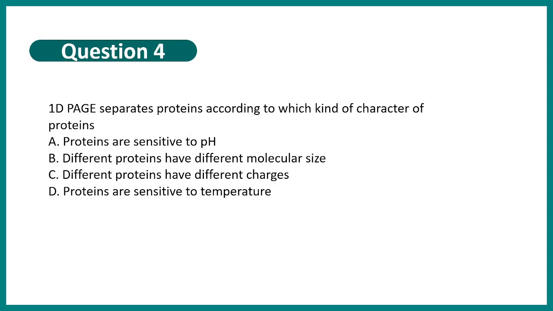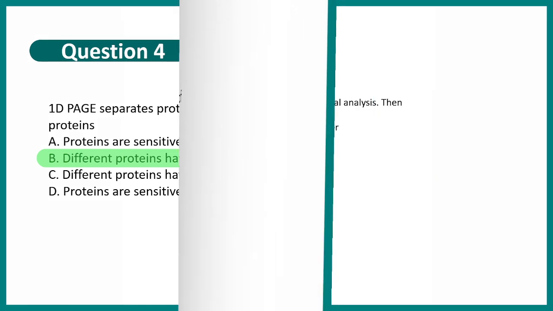Question 4 says 1D PAGE separates proteins according to which kind of character of the protein? Proteins are sensitive to pH, different proteins have different molecular sizes, different proteins have different charges, proteins are sensitive to temperature. The correct answer is option B, different proteins have different molecular sizes. Do you want to learn more about 1D PAGE? Click on the link. But in short, 1D PAGE separates proteins based on their molecular size.